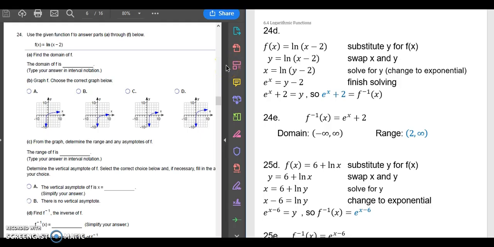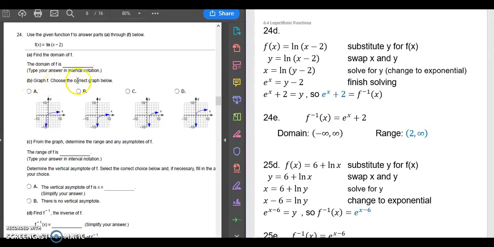All right, so starting with number 24, we see we have these multi-part problems. So let's go back and forth a little bit. It says use the given function to answer parts A through F below. First, they give us this logarithmic function, and they ask us to find the domain of it. Remember, we would set this argument greater than 0. We'd have x minus 2 is greater than 0. Adding 2 on both sides, we would end up with x being greater than positive 2 for our domain of part A, meaning that it would go from 2 to infinity.